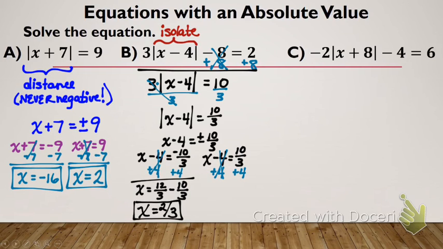For the next one, 12/3 plus 10/3 would simplify to what? 22/3.